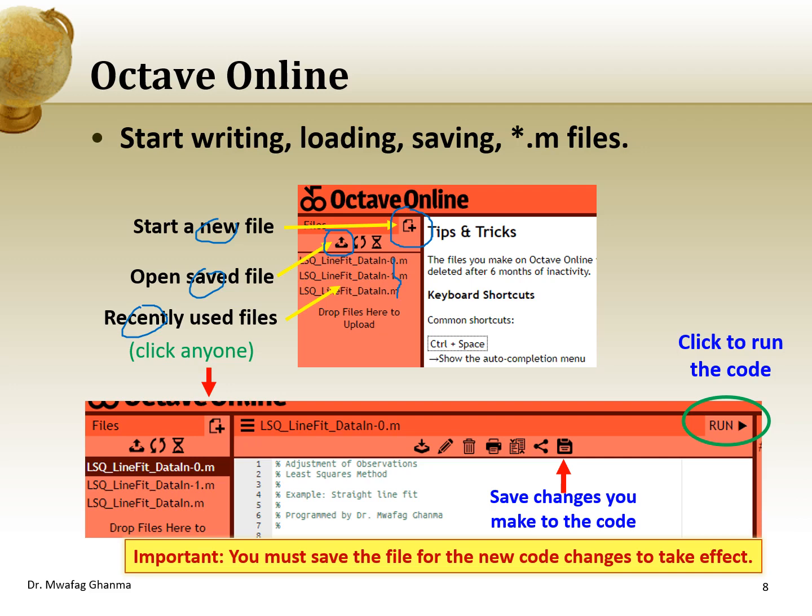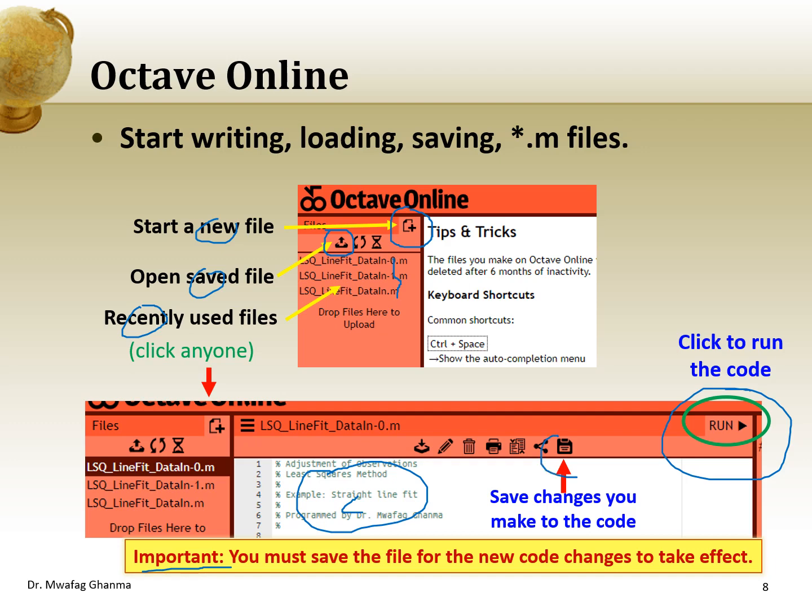Once you open it, you will see the code here. And as I said, if you want to run the code, you have to click this button, which is the run button, and it is very important: you must save the file for the new code changes to take effect. Whatever you change in the code, you have to save it.